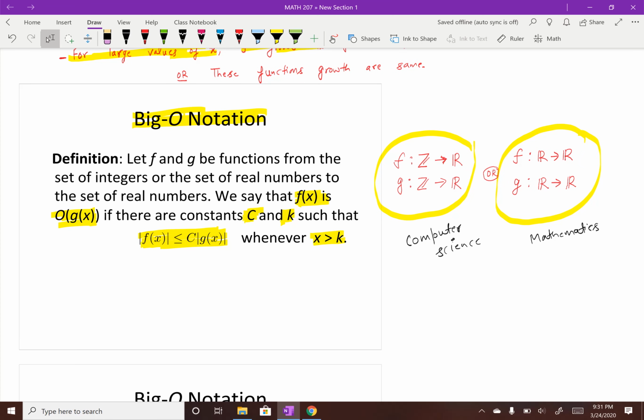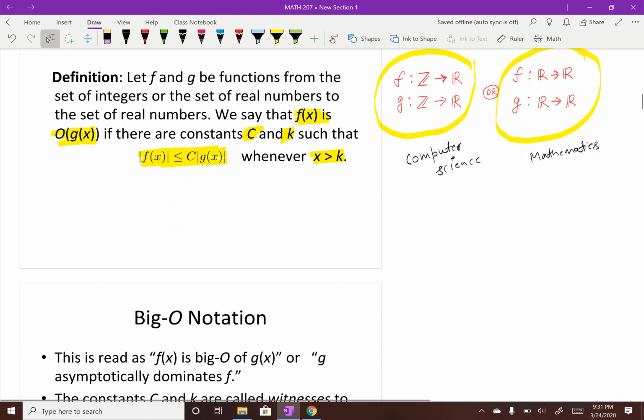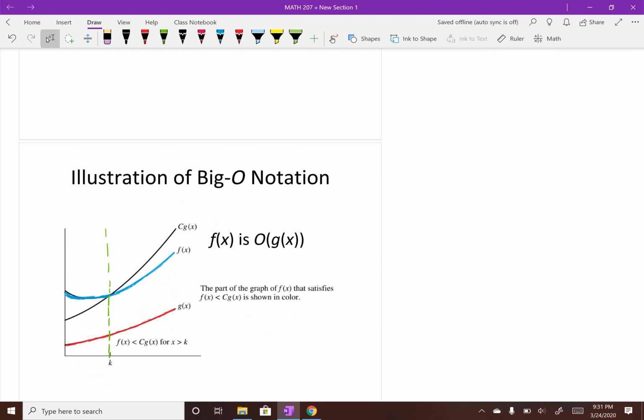This definition of the big O notation can be explained with the help of this figure. Suppose I have a function f of x, which is defined here with this blue curve, and I have another function g of x, which is defined by this red curve. Then can I find two constants c and k? The constant c is here and k is here, such that the absolute value of f of x is less than or equal to c times g of x for all x greater than k.